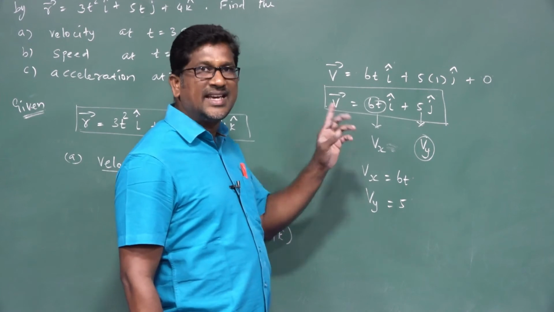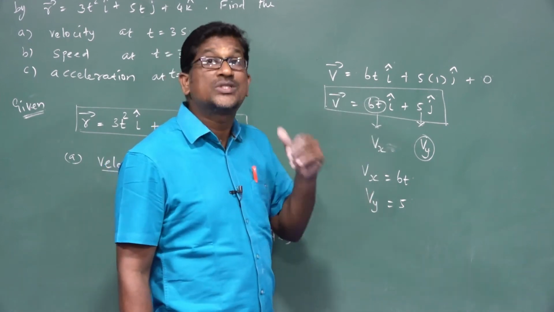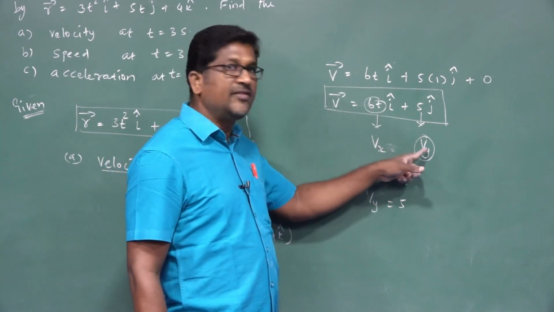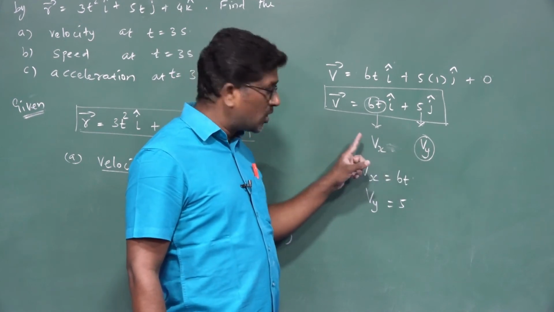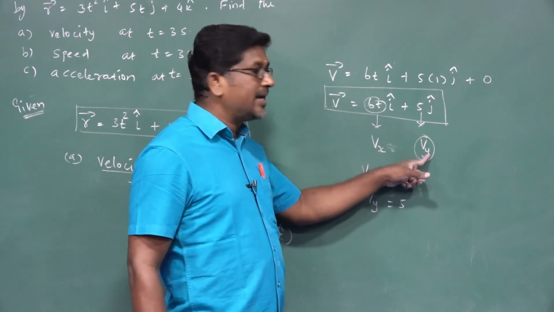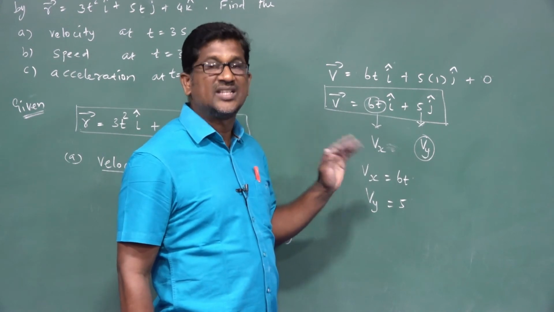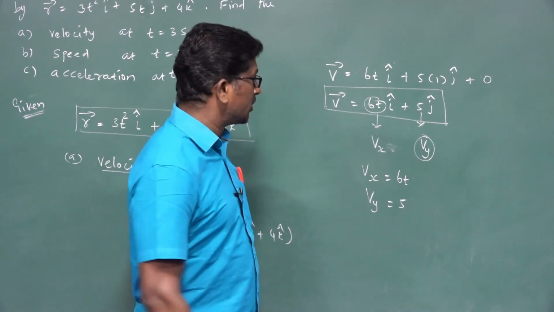So this velocity has two scalar components, vx and vy. The vx component is time dependent, but vy does not depend on time. It is independent of time, right?